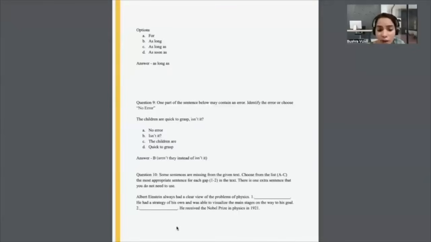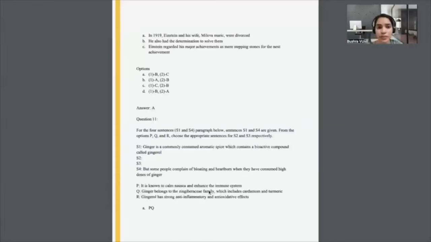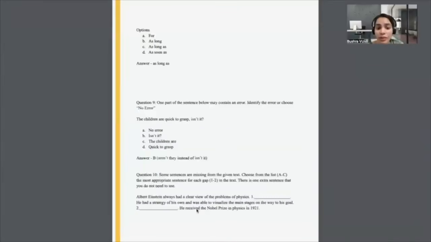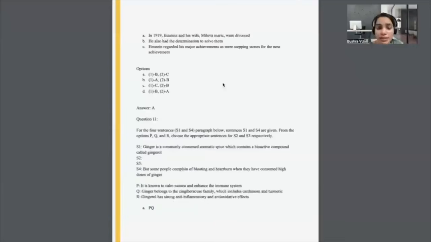So if you look at this part, this is again an introductory sentence, because here it's over. Now a new paragraph is starting. It is talking about Nobel Prize. So there has to be some connection with Nobel Prize. So that's why Einstein regarded his major achievements as mere stepping stones for the next. Okay, this is the right answer because here we're talking about him winning a Nobel Prize, and this sentence in specific talks about his major achievements. This is how you're going to choose the sentences.